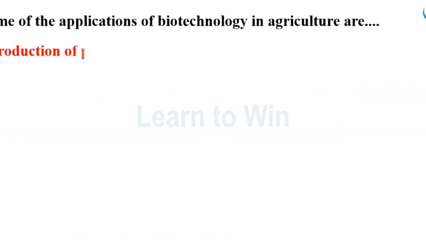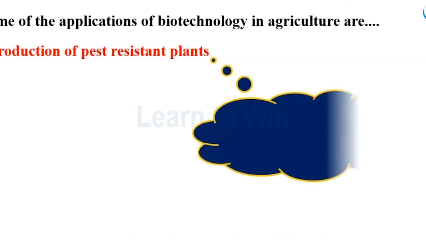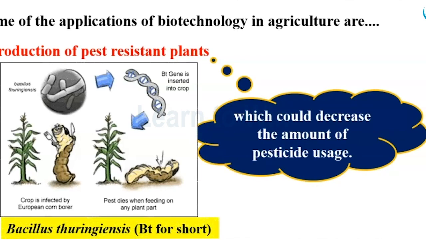Now let us see the biotechnological applications in agriculture. There are many. The first and most important is production of pest-resistant plants, which could decrease the amount of pesticide usage, and the best example is BT cotton. As I have said, this comes under the agrochemical area of agriculture, so we are targeting the agrochemicals. So what is happening here?